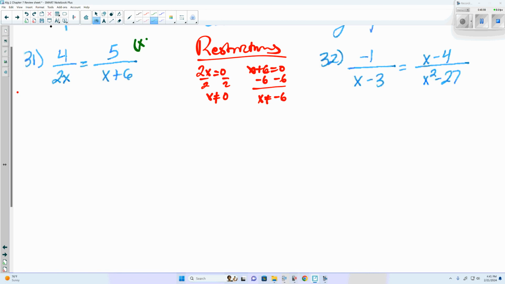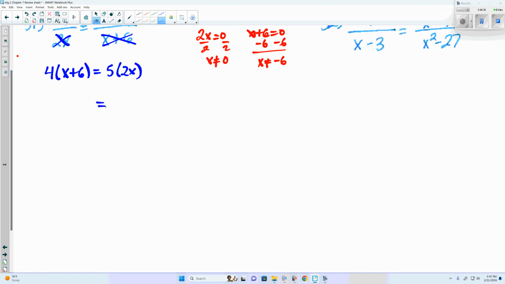Now the first part of this problem is to multiply the entire equation by x plus 6 and 2x. Because here the 2x and 2x will cancel, the x plus 6 will cancel, leaving us with 4 times x plus 6 is equal to 5 times 2x. Now at this point, we could multiply the 5 and 2x, giving us 10x. On the other side, we're going to distribute the 4.